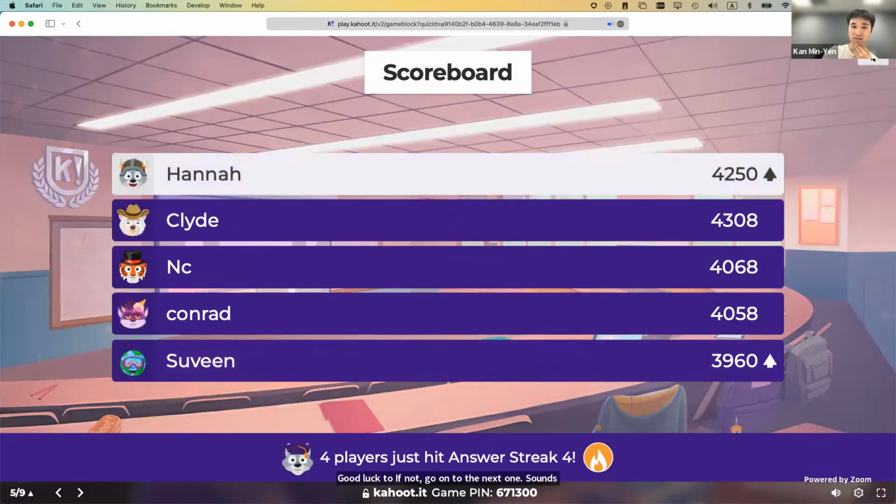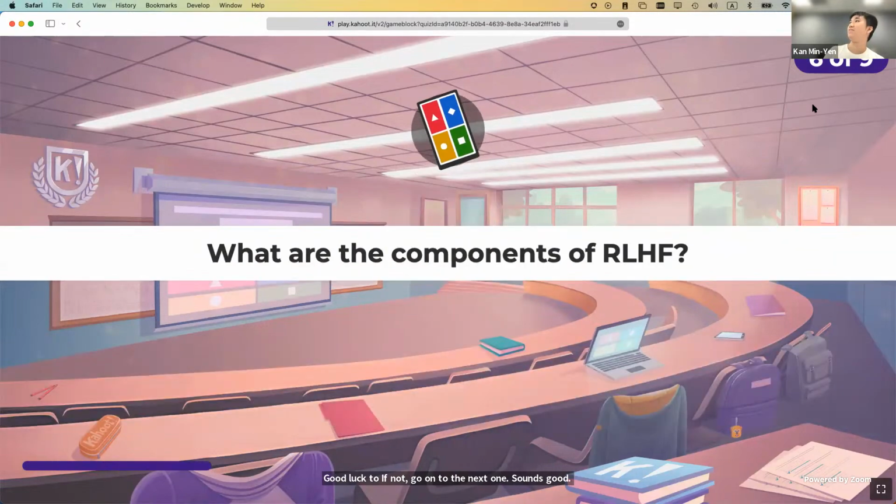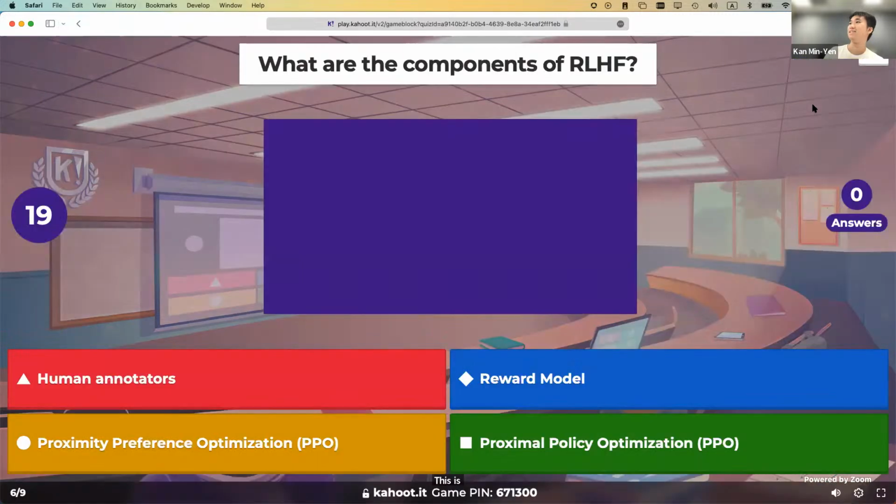Sounds good. Oh, we have a new underdog. This is also another multi-select. And what are the components of RLHF? Mash your buttons quick. It's multi-select.